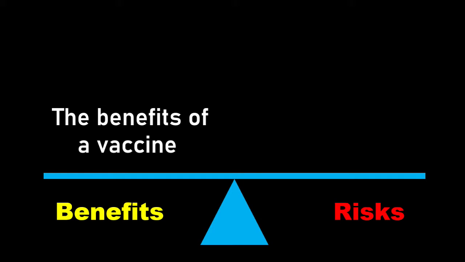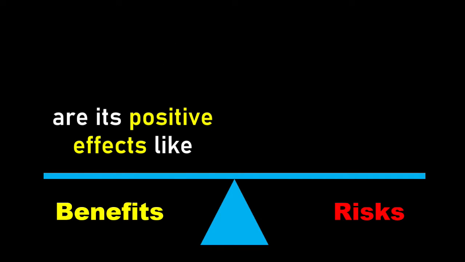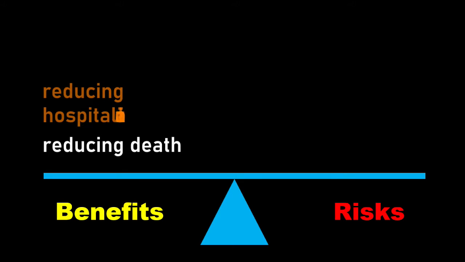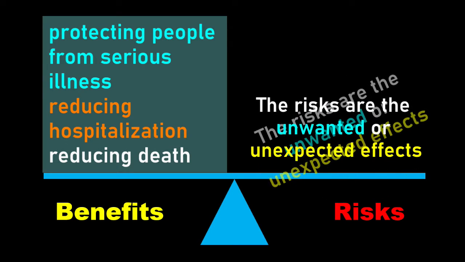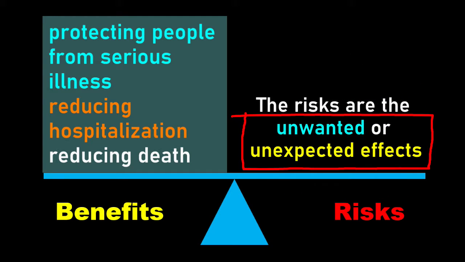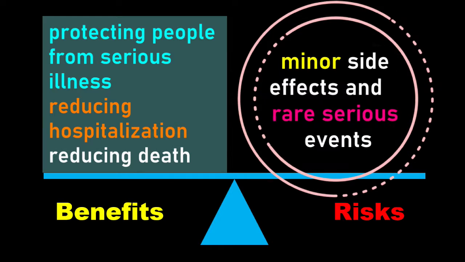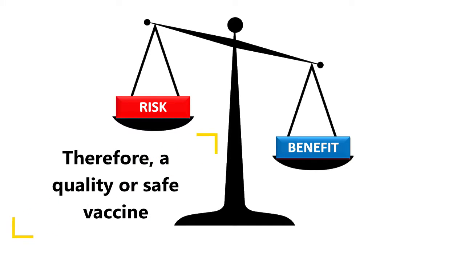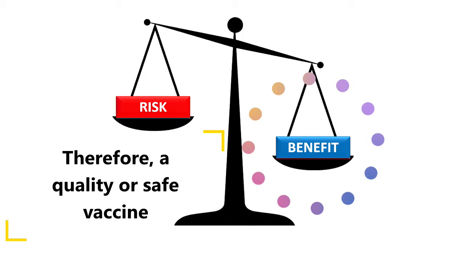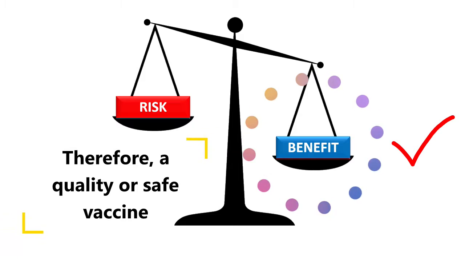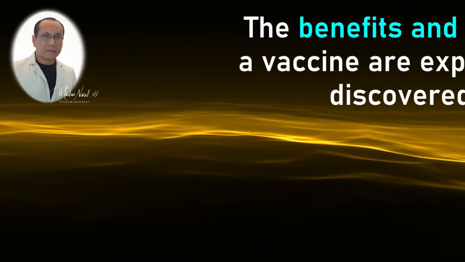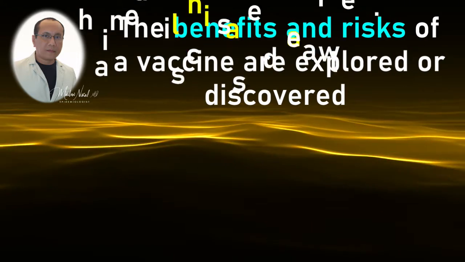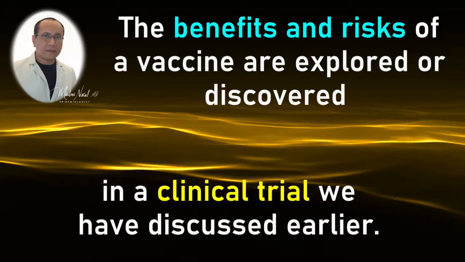The benefits of a vaccine are its positive effects, like reducing death, reducing hospitalization, or protecting people from serious illness. The risks are the unwanted or unexpected effects that can span from relatively minor to rare, or more serious events. Therefore, a quality or safe vaccine should have benefits that outweigh or exceed the risks, otherwise, the vaccine will not be approved for public use. The benefits and risks of a vaccine are explored or discovered in a clinical trial we have discussed earlier.